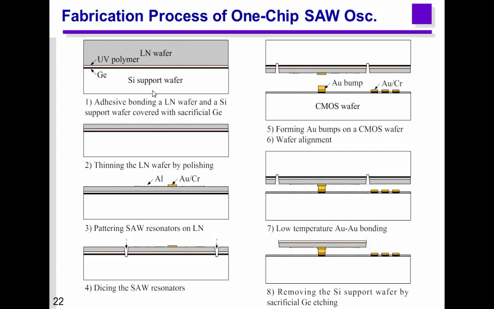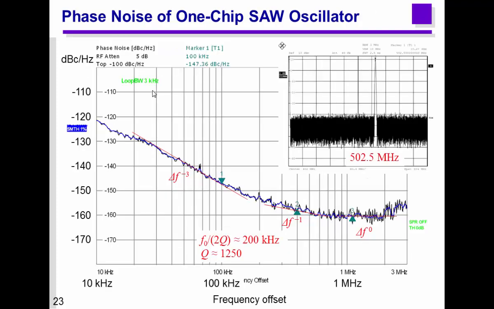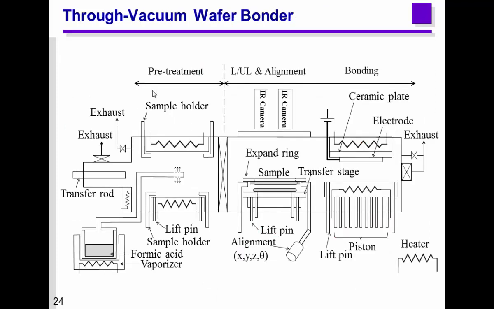And then by dissolving the sacrificial layer, in this case germanium, we separate the silicon wafer from the lithium niobate SAW device. This works well, and the carrier frequency is 500 megahertz. And again, low phase noise was observed. The bonding is a key process.